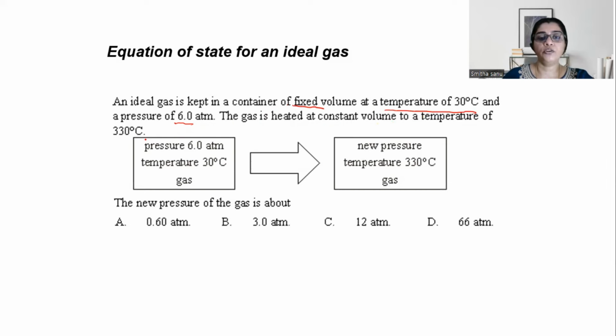So which gas law will you apply here? It's a fixed volume, with pressure and temperature, so we are using the equation P is directly proportional to T. The first thing we need to know is that for this gas law, P1 over T1 is a constant, and that is always equal to the other condition, P2 over T2.